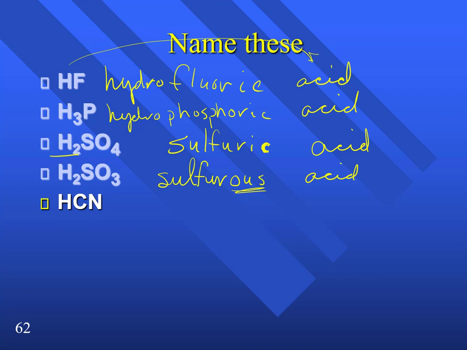This one's a little bit tricky. It starts all the way like this, acid, because it's got that H. H tells me acid. It's a polyatomic ion. The question is hydro or not. Does it have oxygen in it? No, it doesn't have oxygen, so we put hydro. And then cyanide, cyanic, hydrocyanic acid.